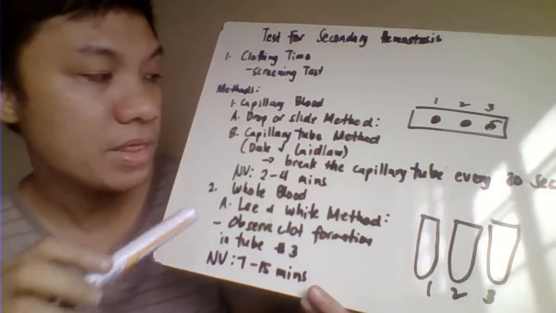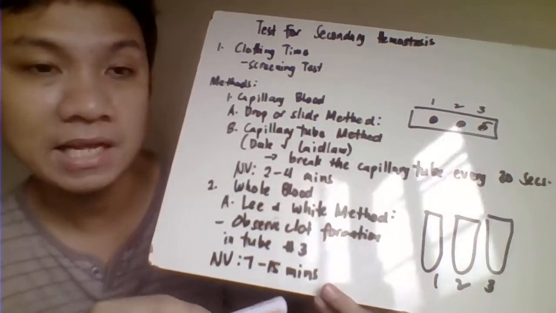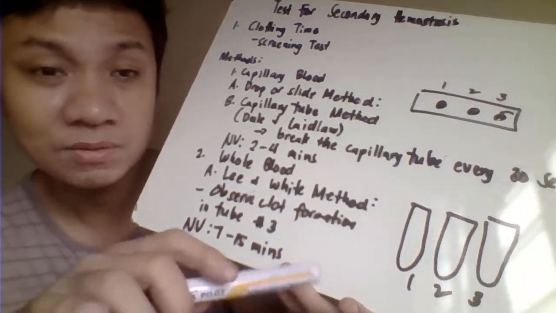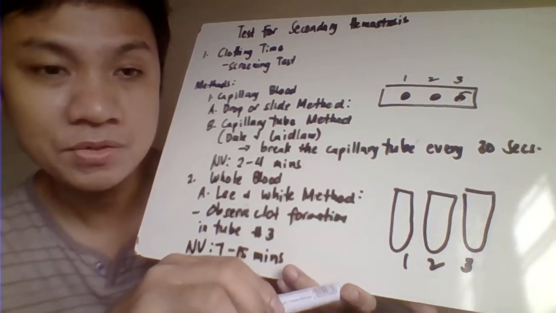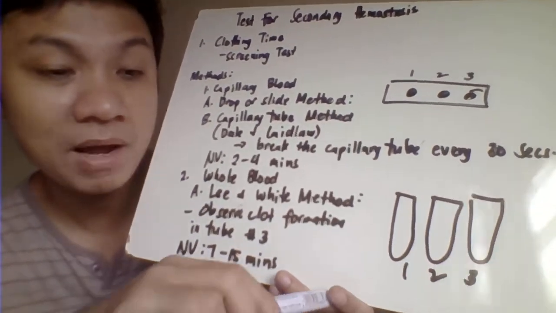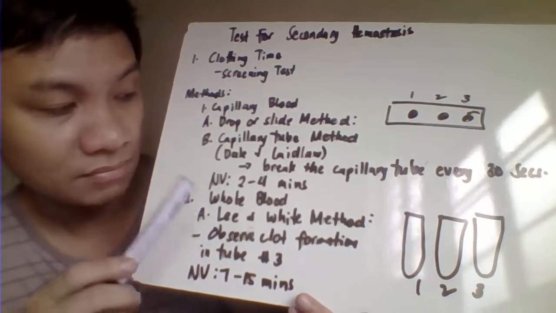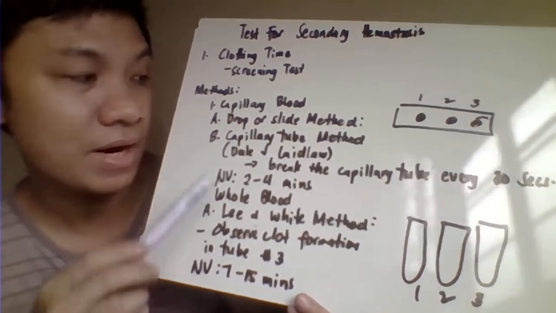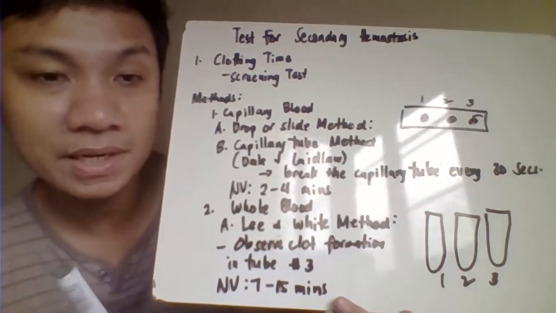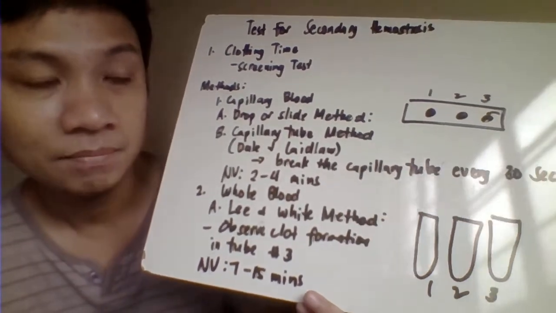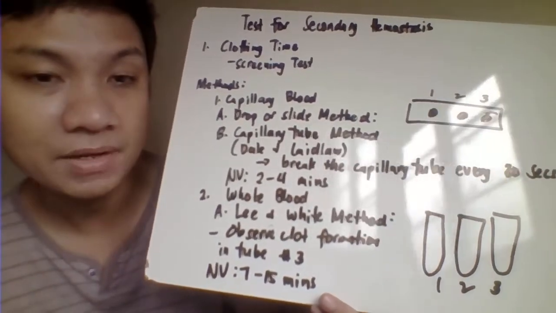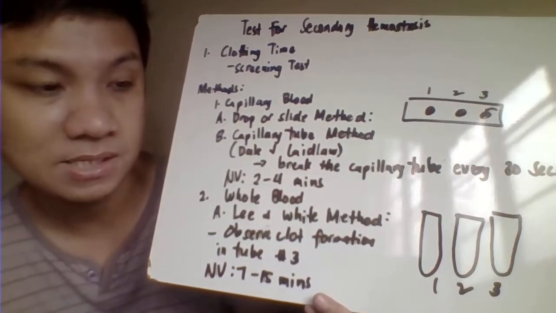The problem with the capillary tube method, given Dale and Laidlaw's method, is that since we are puncturing and breaking the capillary tube, it's somewhat risky, so we might get cut. But again, just like the drop on a slide method, it will just measure the time for the formation of the fibrin clot. Normal values for that are 2 to 4 minutes.